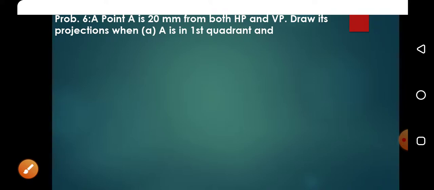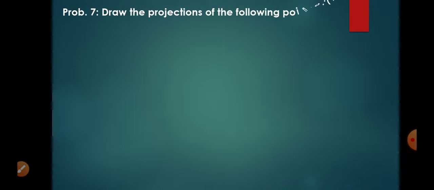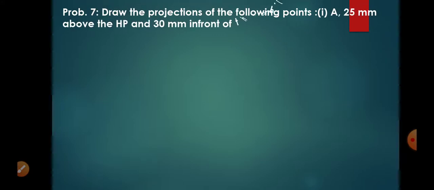So next problem, we are going to see the seventh problem. Draw the projection of the following points. They are asking to draw a projection of the following points. They have given some points. The point name is A, 25 above the HP.